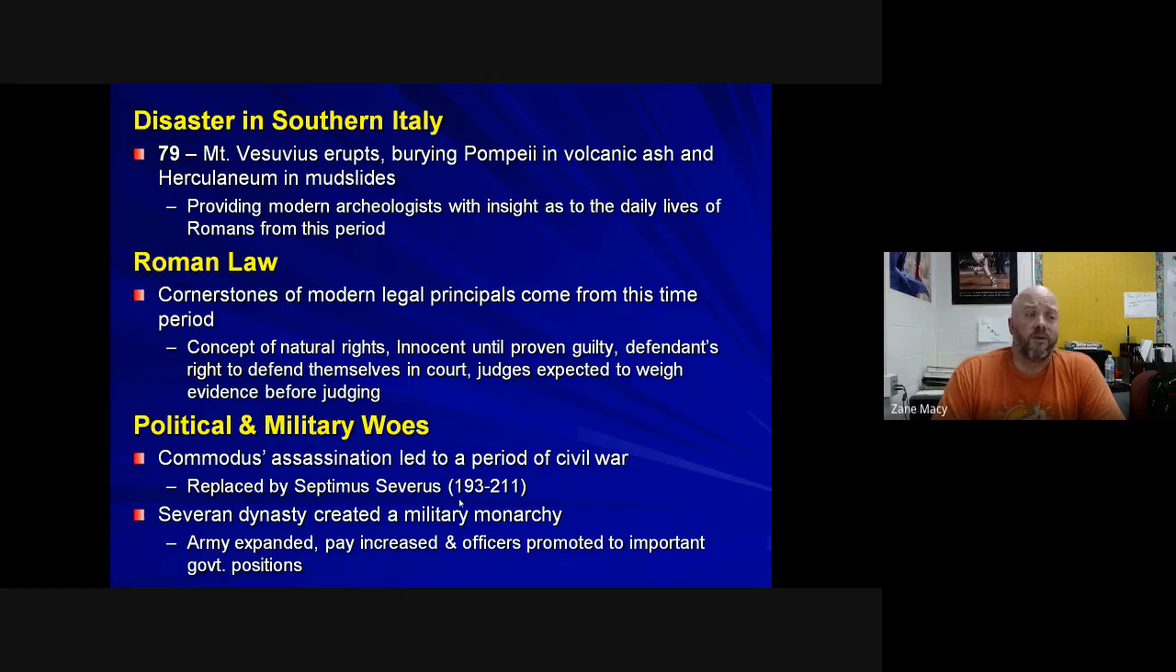The concept, this is something that's going to be a case in Western civilization from this point forward. The concept of natural rights, that there are certain rights that every human being has, regardless of whether it's written down somewhere, in black and white. People just have certain rights. The concept of innocent until proven guilty.